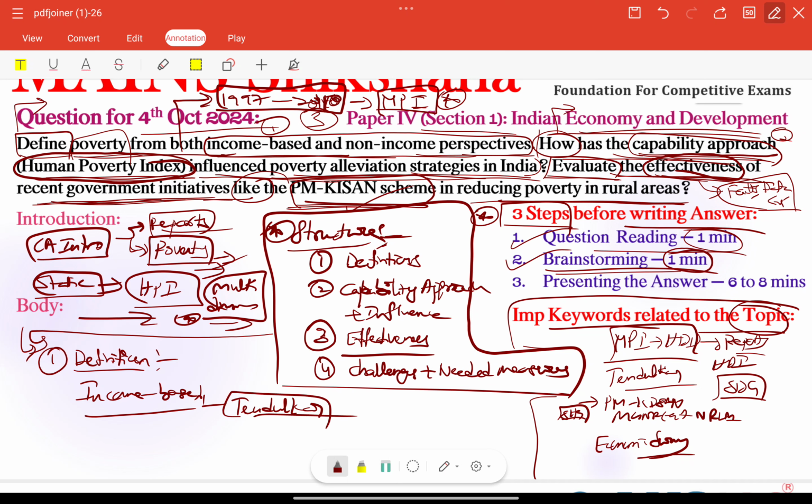And also we have non-income based poverty, right? Here non-income factors are lack of access to healthcare and education, sanitation and housing, etc. That is very important here: this particular approach focuses on social, economic and political deprivations also. For example, here we can give the Multidimensional Poverty Index released by the United Nations. So these particular reports need to be included here.